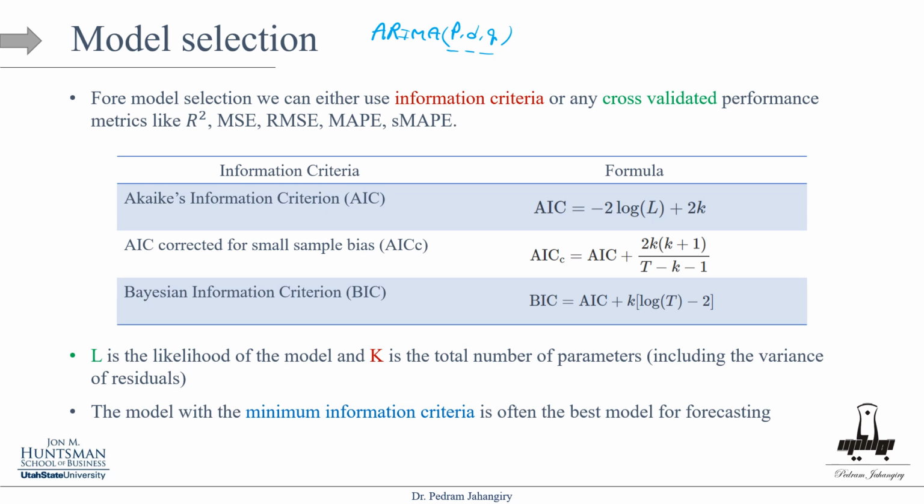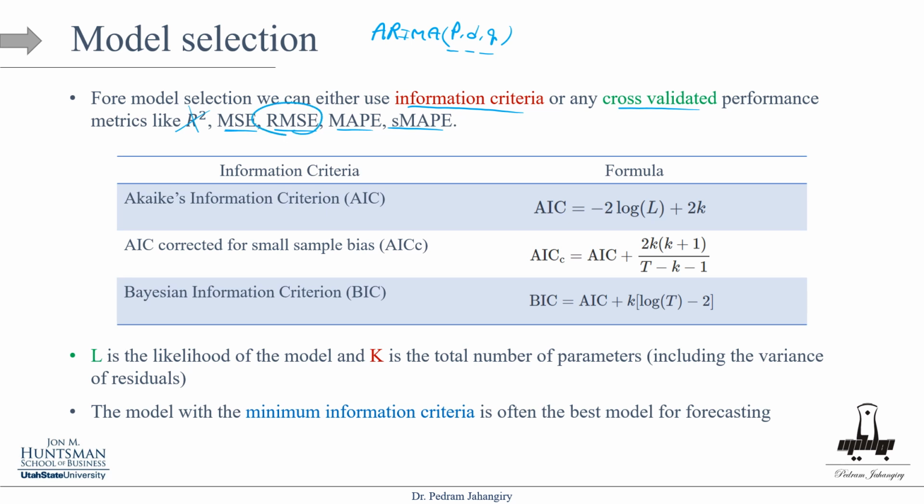So we can use either information criteria or any cross-validated performance metrics like R-square. I'm not a big fan of R-square for time series. We talked about all the details in previous modules. Mostly RMSE and MSE are my favorite ones, because MAPE and SMAPE can be exaggerated if your target values are close to 0 or include 0, so they can be inflated. So let's say RMSE.